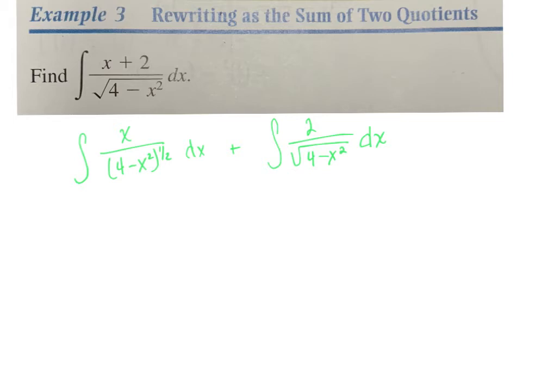And so the first one, if I were to do u substitution here, my u would be my 4 minus x squared. My du would be negative 2x dx. I don't need a negative 2x dx. What do I need? I need just an x dx. So this guy's going to be negative 1/2, right? Times the antiderivative of 4 minus x squared to the negative 1/2 dx, right? Make sense?